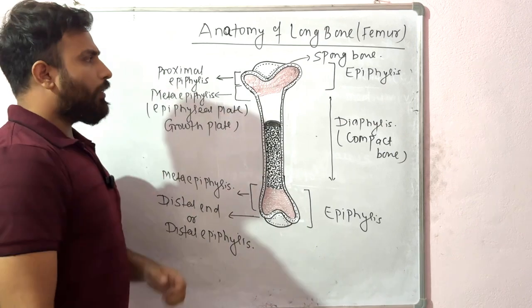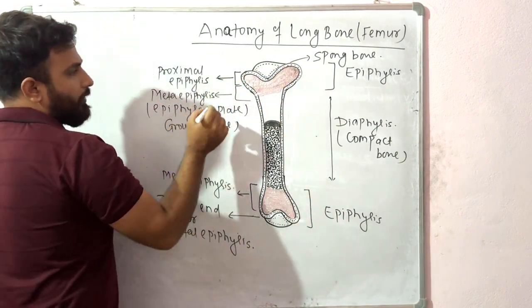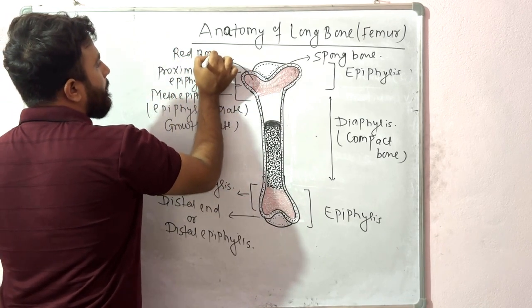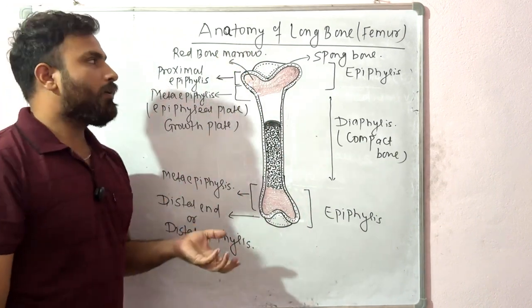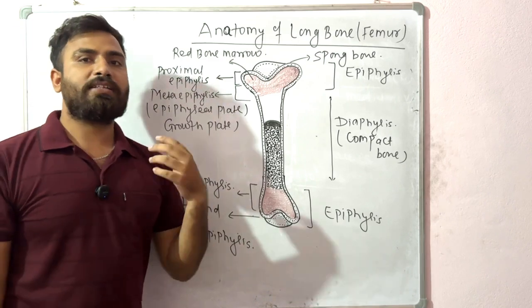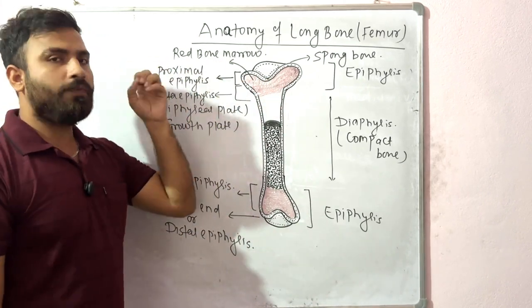Now we have to understand that inside this epiphysis, the broad region, the matter inside is red bone marrow. Red bone marrow is responsible for the production of blood cells like RBCs, erythrocytes, leukocytes and platelets. So red bone marrow is responsible for the production of blood cells.